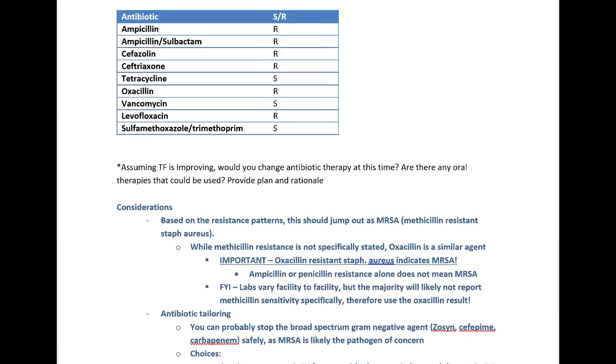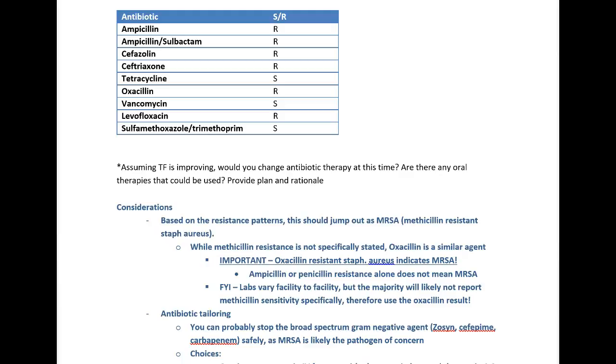So if he is improving, what would you change about his antibiotic therapy at this time, and are there any oral therapies that could be used? So at this point, the guy's improving, and you can assume he's still on the broad spectrum antibiotics that you started in the second part of the case, and now you need to figure out how do you work with this information? What do you do with this new information you have? Do you do anything at all? And then start looking at discharge options too.